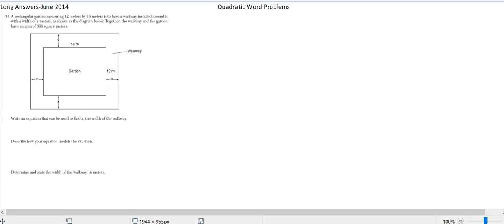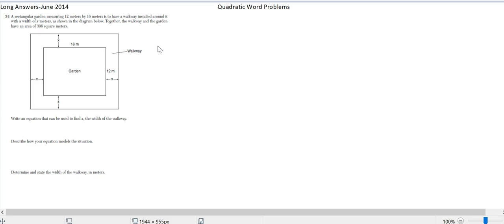That's part 1. Part 2, describe how your equation models the situation. And part 3, determine and state the width of the walkway in meters. So let's start with part 1. Write an equation that can be used to find x, the width of the walkway. And what do we know? We know that the rectangular garden has dimensions of 12 meters by 16 meters, and the walkway is going to add x meters to each side.